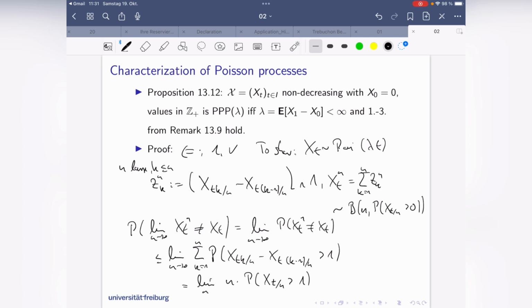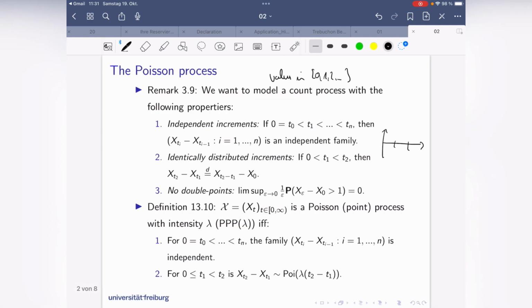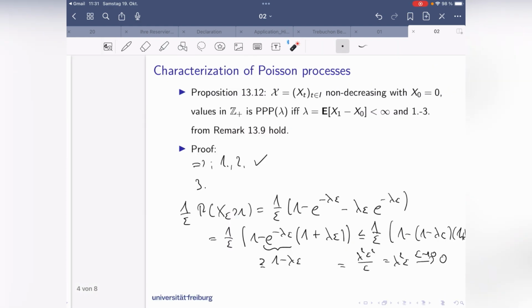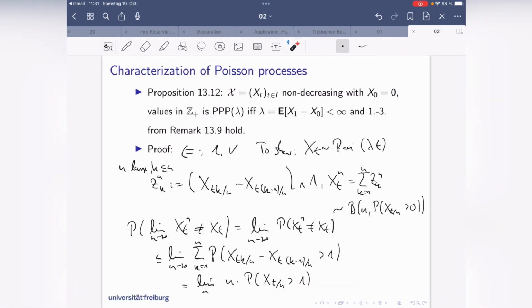And that here, because we have the third property, no double points, goes to 0. This here is 0. So X^n and X will be the same as n goes to infinity. That's one thing.